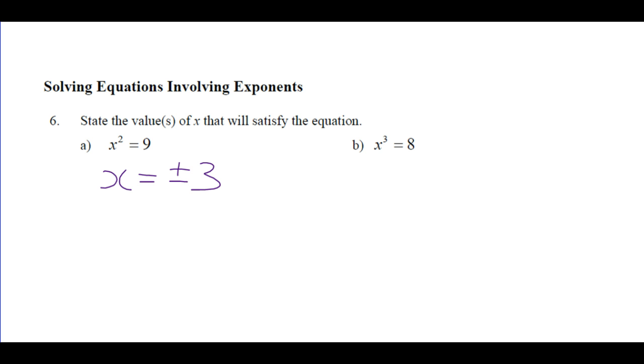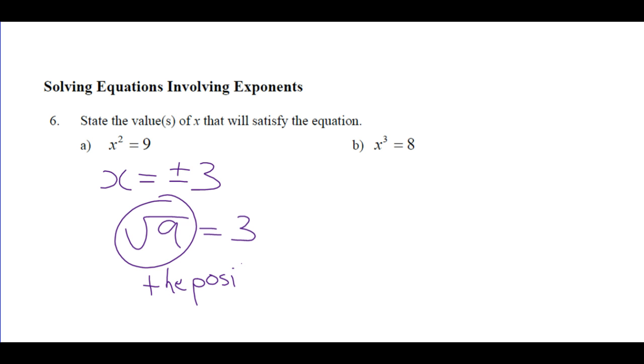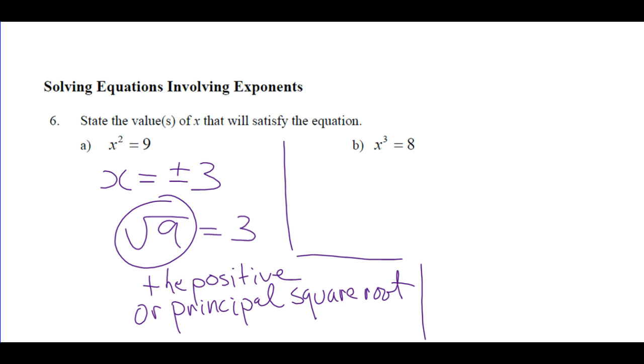Now, that's not to be confused with this. If I say the square root of 9, that's just equal to positive 3, because this symbol means the positive or principal square root. But if we say something that's being squared is going to give you 9, what is that thing? Well, it could be positive 3, but it could also be negative 3.